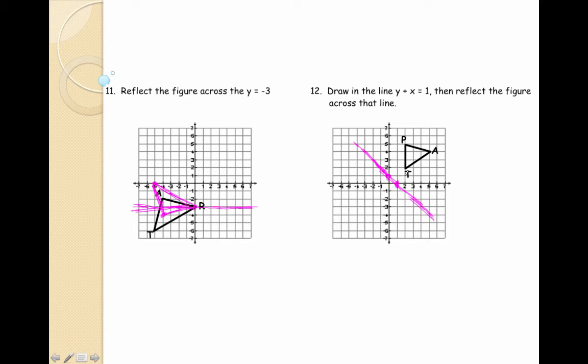Okay, so T, I can go down 3 and hit the line, so then I would go left 3. P, I could go down 1, 2, 3, 4, 5, 6. So over 1, 2, 3, 4, 5, 6. A, I can go down 1, 2, 3, 4, 5, 6, 7, 8. I hope I didn't miscount. 1, 2, 3, 4, 5, 6, 7, 8. And so that last one was A prime. This one was T prime, P prime.